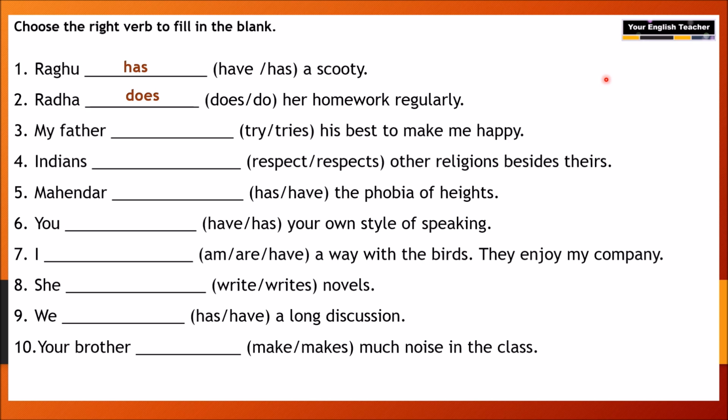My father. My father can be replaced with he. So third person singular. So V1S, tries. My father tries his best to make me happy. Indians, third person plural. So we use just V1, respect. Indians respect other religions besides theirs. Mahender, have or has. You have. I have a way with the birds. I am away with the birds makes no sense. Similarly, are. So I have a way with the birds.